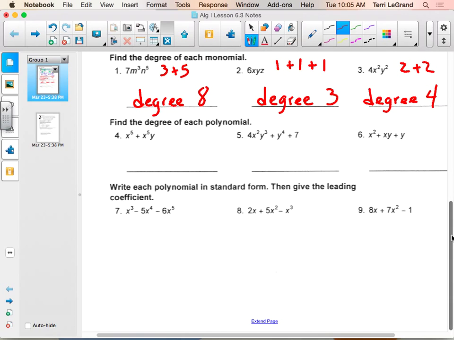Okay, how do we find the degree of polynomials then? What did we say again? Find the monomial term that has the greatest degree. So we're going to identify underneath what is the degree of that first term, that first monomial. 5, okay? What's the degree of the second monomial? 6. So what's the degree of our two-term polynomial? It is 6. We have a degree 6.